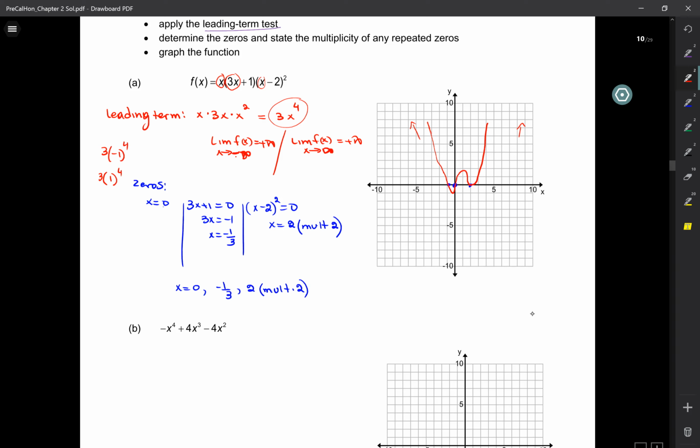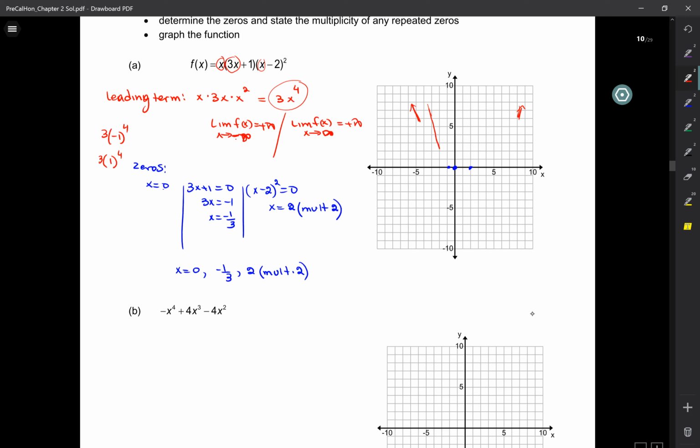All right, let's do that again. Positive infinity here, positive infinity there. So it comes down. It has to cross this because it's got an odd multiplicity. Now it's got to turn around to cross again, and it's got to cross through because it's got an odd multiplicity. Now it's got to turn around, touch this, and go back up. And that's what it looks like.